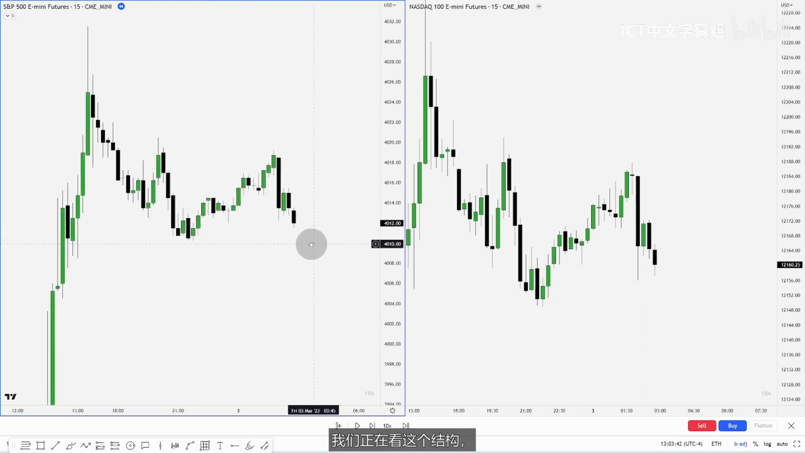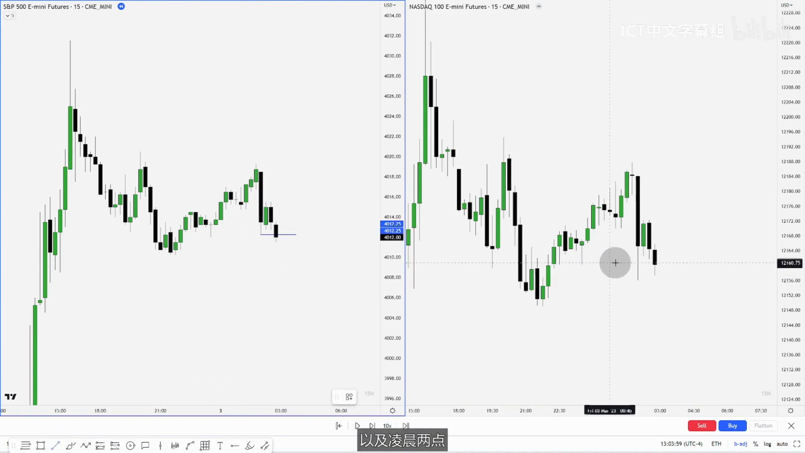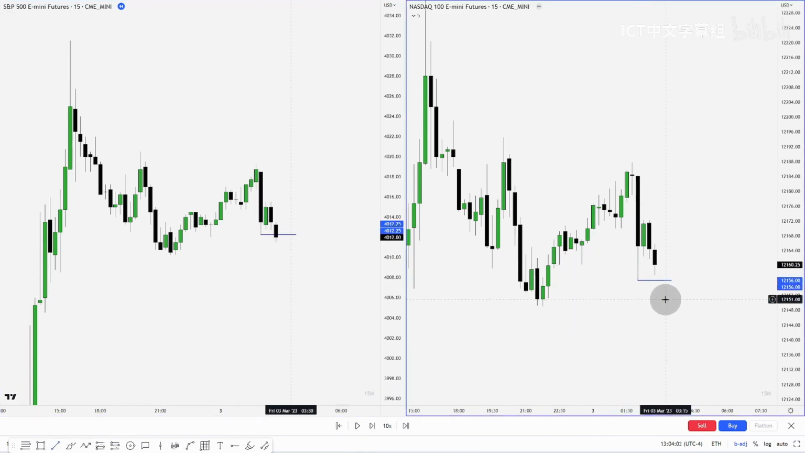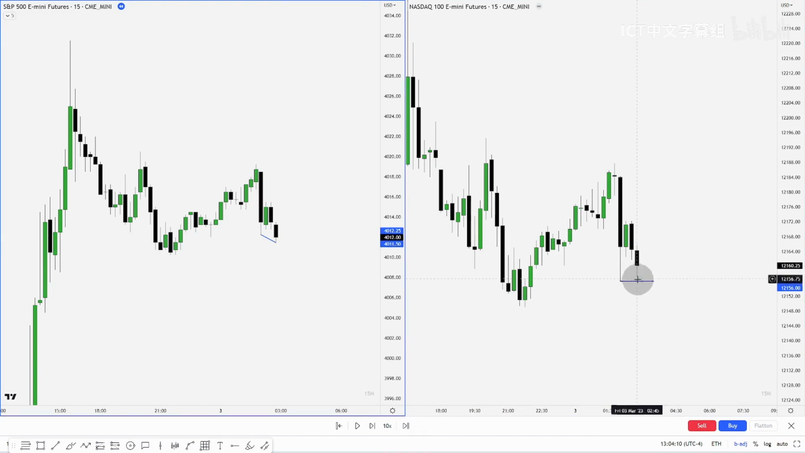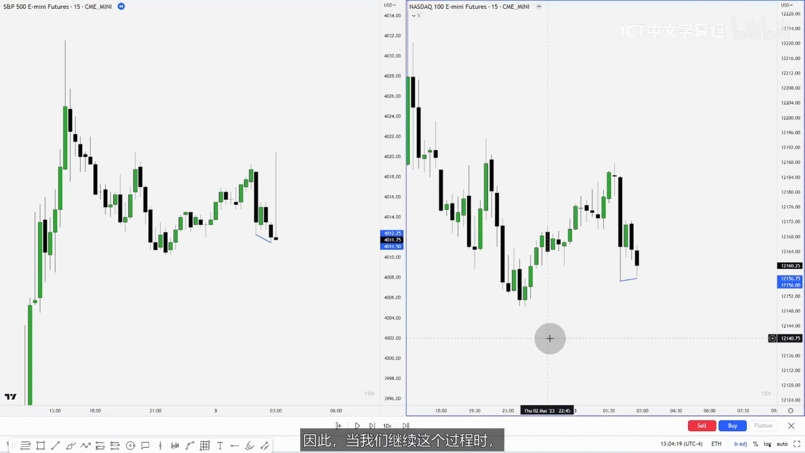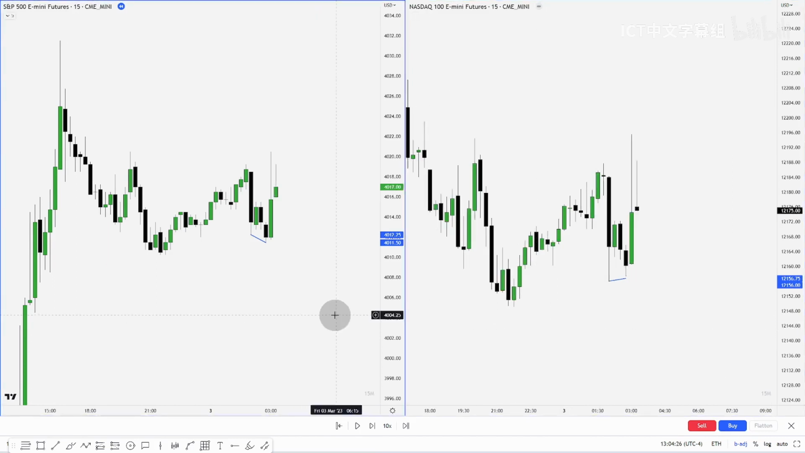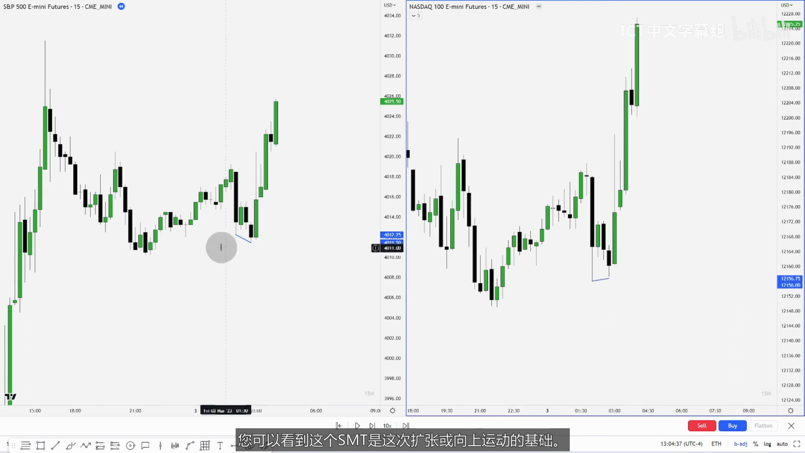We're looking at this structure right here. And if you notice, we have this low put in here. So we're watching this 2 a.m. low, as well as the 2 a.m. low here. Now, if you notice, NASDAQ is not breaking this low, while S&P is taking this low. So if NASDAQ is to not break this low, then we have an SMT, which could indicate that we want an upside move. So as we play this out, you can see that this SMT was the base for this expansion or this move upwards.